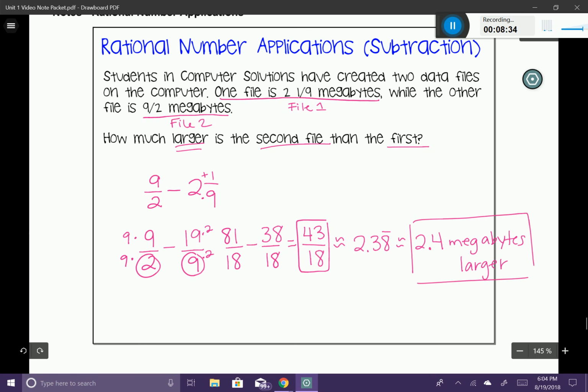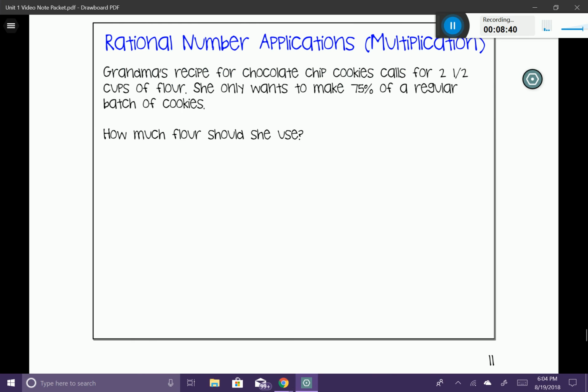And we're done. Okay, now we've done an example of adding and subtracting, and now we're going to go ahead to multiplication. Grandma's recipe for chocolate chip cookies calls for 2.5 cups of flour. She only wants to make 75% of a regular batch of cookies. How much flour should she use?